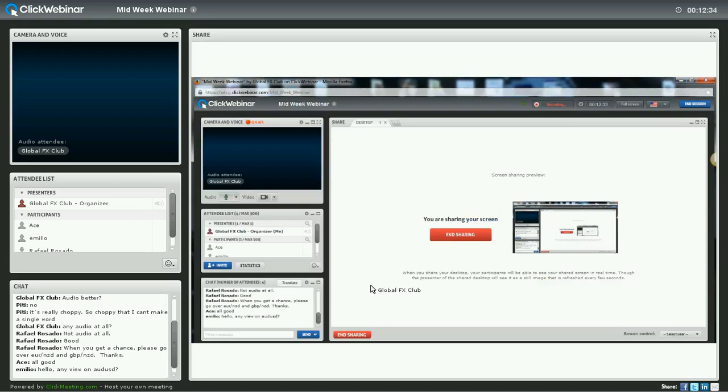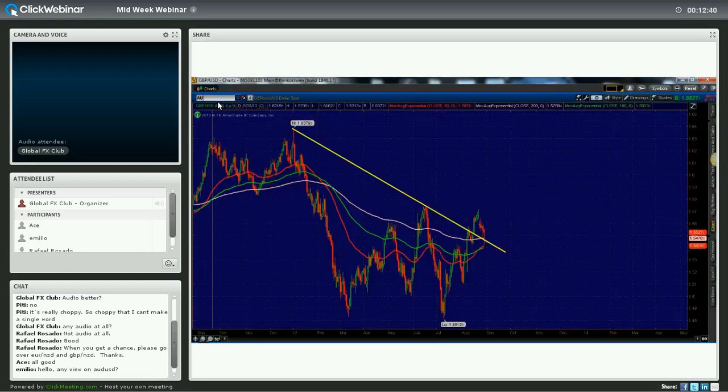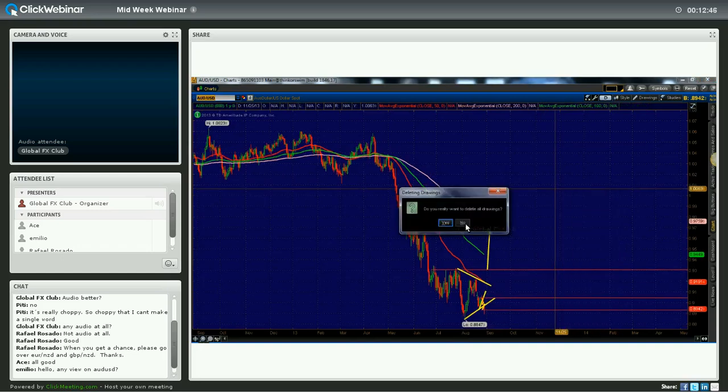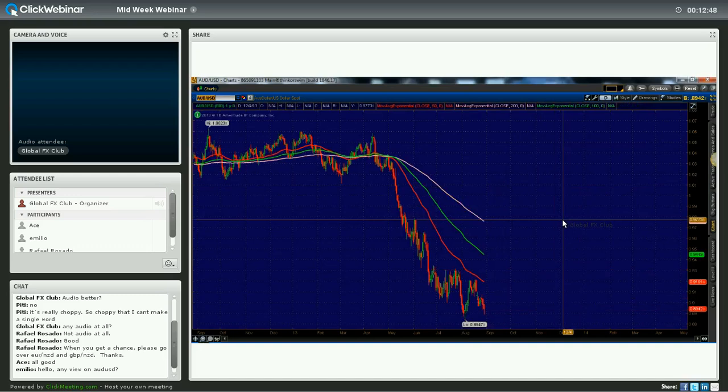Let's go to the charts. Let's start with the requests. So we'll start with Aussie dollar. Let me clear my drawings. Alright, this is the daily chart of Aussie dollar. Aussie has been one of my least favorite pairs lately. It has been relatively unclear.